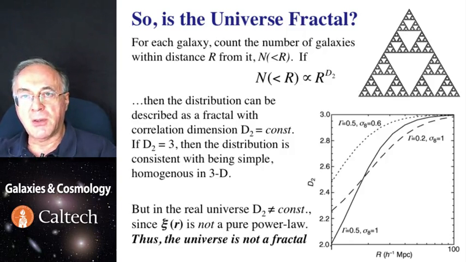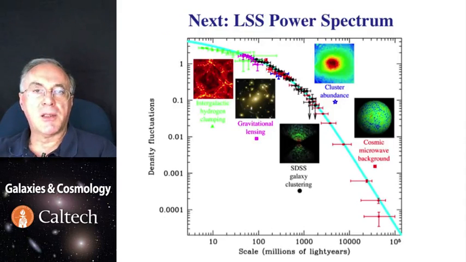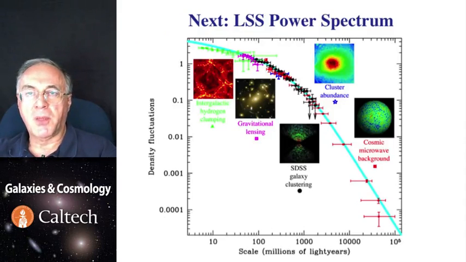But in reality, that's not the case. There are significant deviations from a power law. It's slightly bent, and therefore the universe is not fractal, or large-scale structure is not fractal, although it's pretty close to it. Next time, we'll talk about the power spectrum of galaxy clustering, which can be directly related to theoretical predictions.